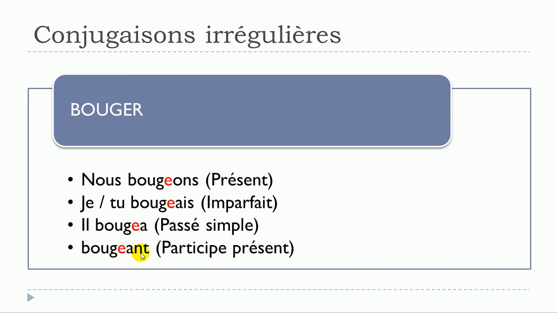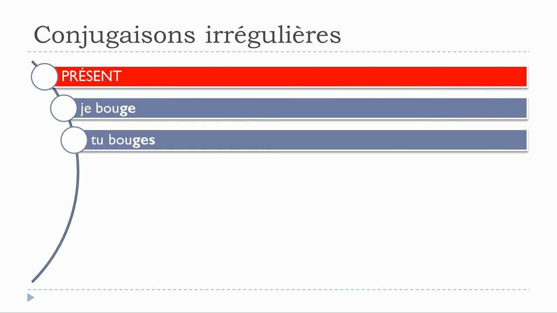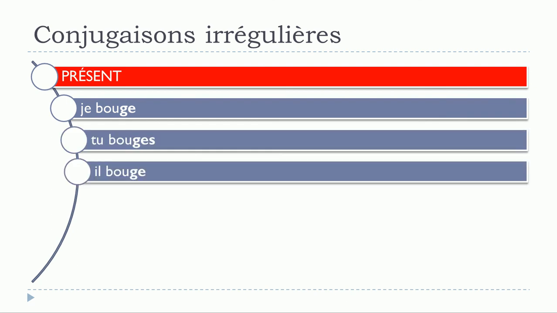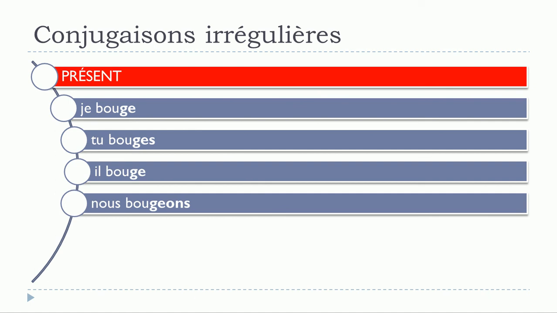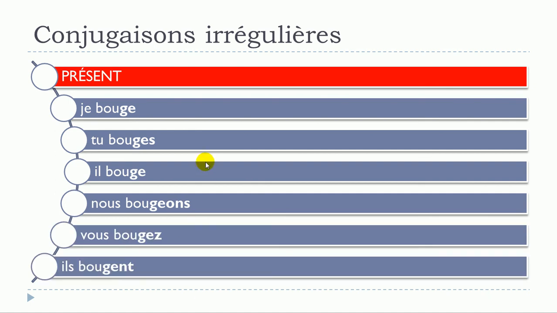All right. So let's have a look now at the present form. Je bouge. Tu bouges. Il bouge. Nous bougeons. Vous bougez. Ils bougent. Okay, so as I said, you can see that we've got only the nous form that will be modified, because all the other forms, well, they are exactly respecting the rules of the regular verbs.